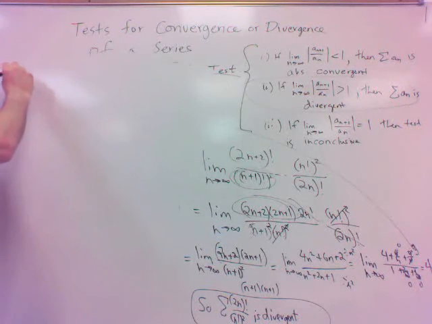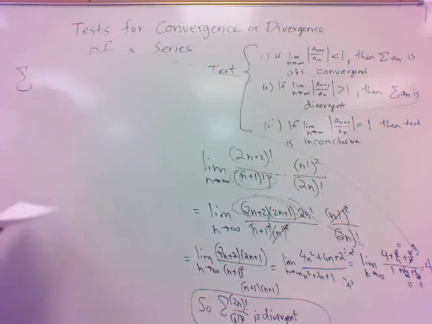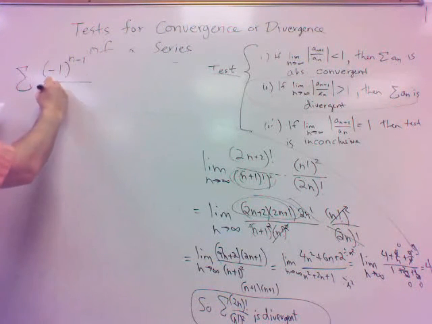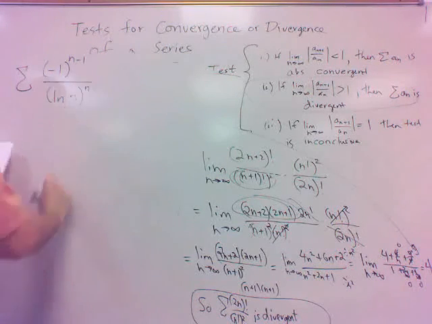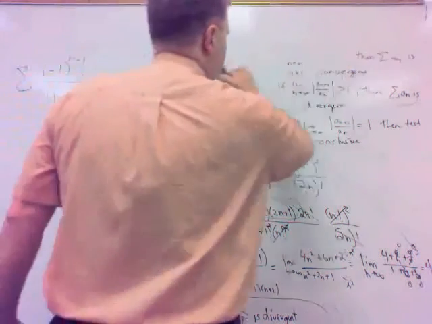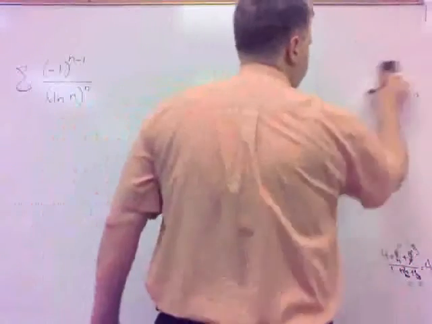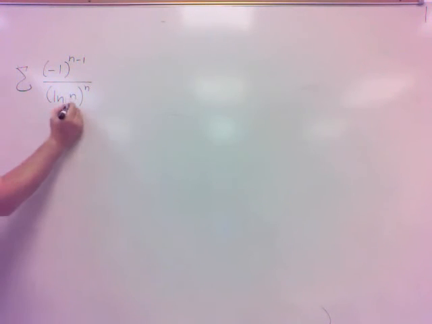Okay, well, what about the series negative 1 to the n minus 1 over ln of n to the n? It is an alternating series, but the thing of it is, notice here, I've got exponential, but I've also got n in the base.